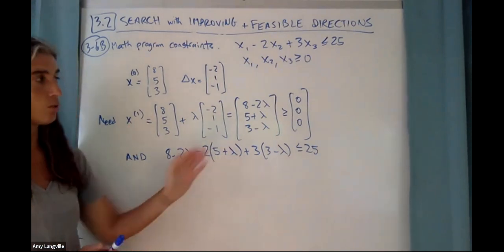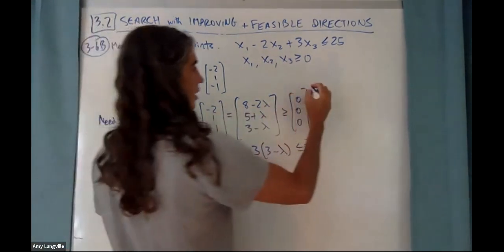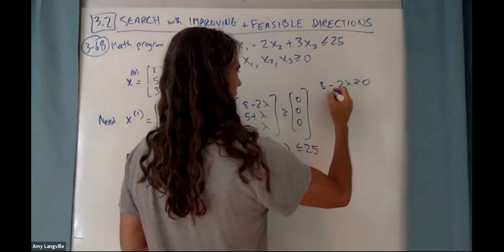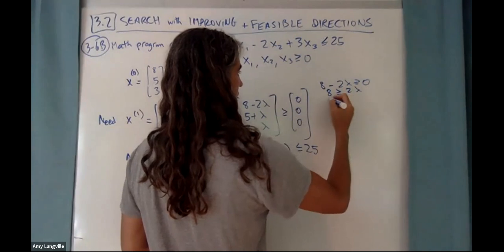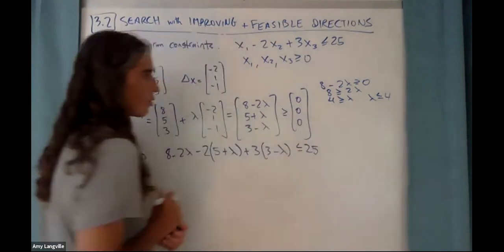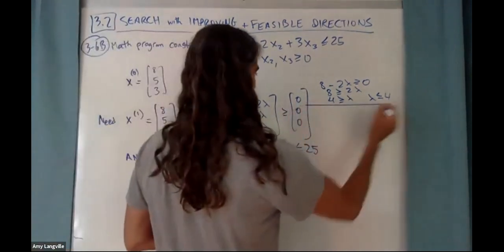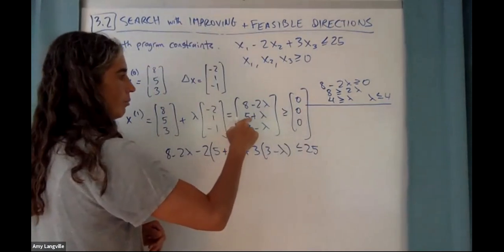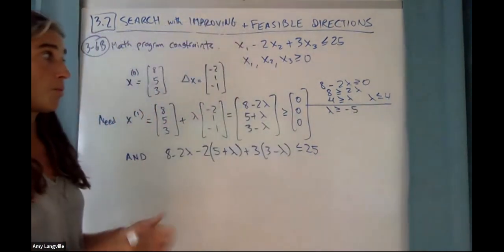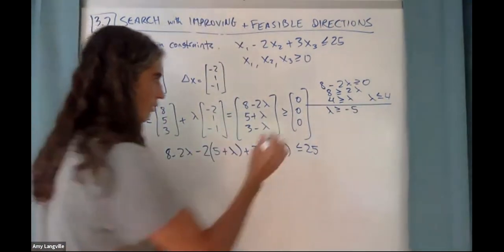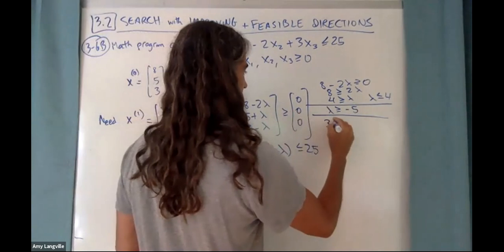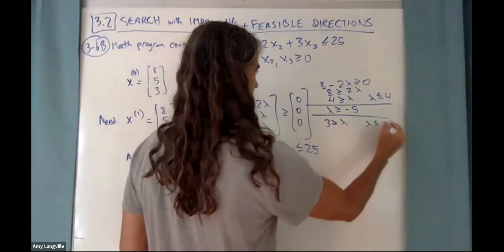All right, so let's do a little simplifying. The first one says 8 minus 2 lambda is greater than or equal to 0, move it around. 8 is greater than or equal to 2 lambda. 4 is greater than or equal to lambda. So lambda has to be less than or equal to 4. That's what we get out of the first one. The second one says lambda has to be greater than or equal to -5. Really nothing to worry about there because we need lambda to be positive anyway. So don't really have to worry too much on that one. Next one says 3 is greater than or equal to lambda. So lambda is less than or equal to 3.